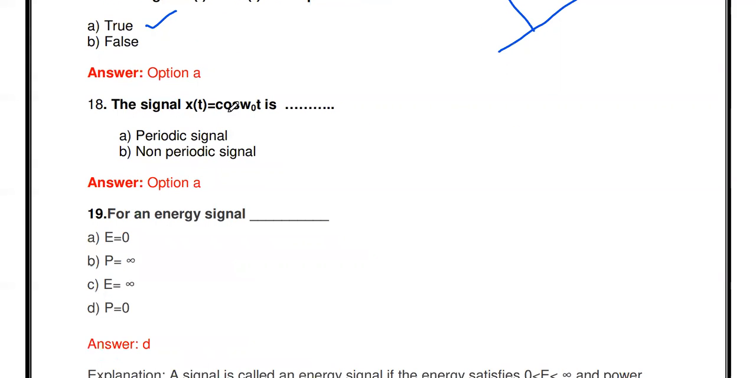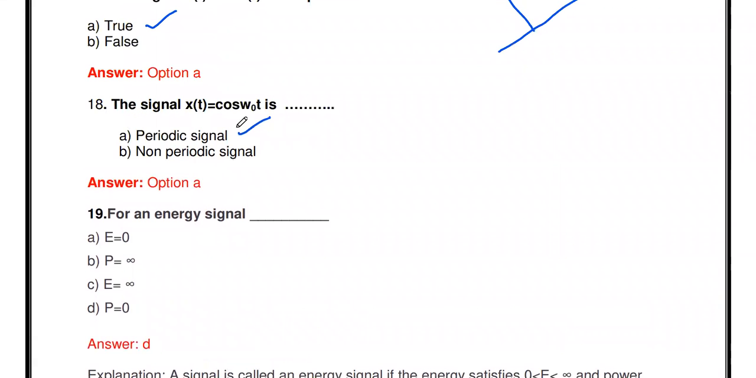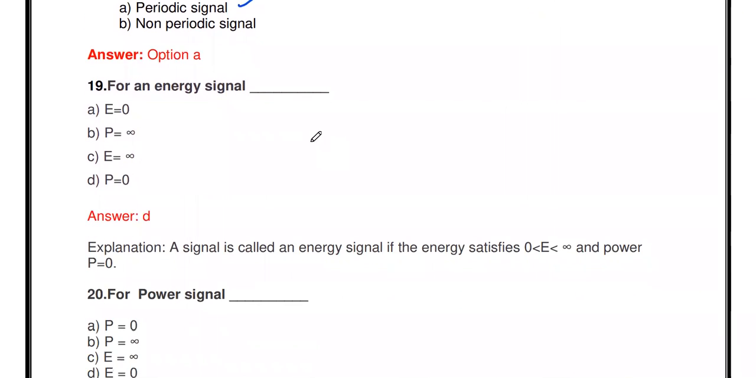Then the signal x of t equal to cos omega naught t is periodic or non-periodic? Already you know that a single continuous time sine or cosine wave of any frequency is a periodic signal. So it is periodic. These problems so far are related to periodic and non-periodic signals. Next is the next classification, energy and power.